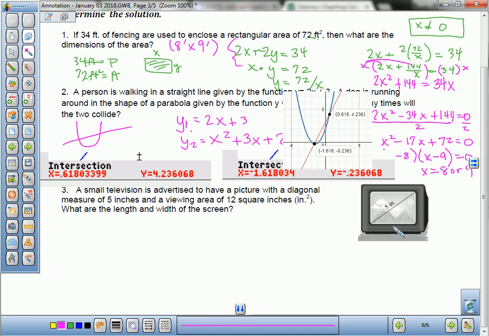This is the Pythagorean triple, isn't it? This is a 3, 4, 5. 3, 4, 5. And what is 3 times 4? 12. So there's no need to set up a system on this one. The dimensions are, the length and width are 4 by 3. 4 inch by 3 inch.